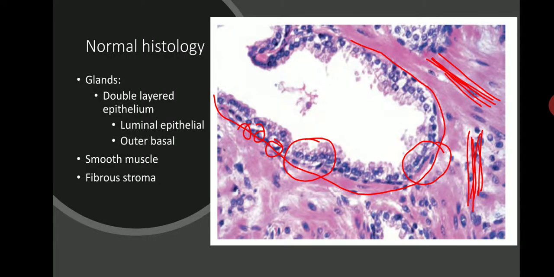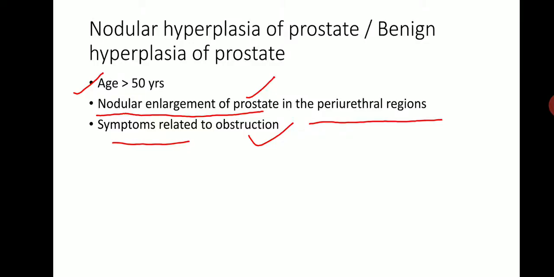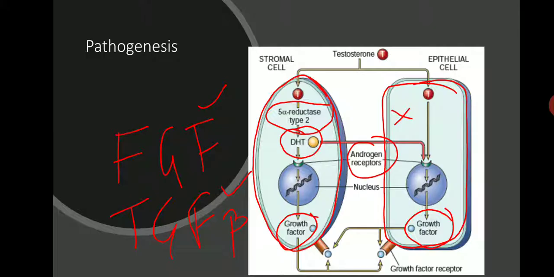Normal prostate has got glands and smooth muscle and fibrostroma, and the glands have a double layer of inner epithelial and outer basal cells. Benign hyperplasia of prostate is not a tumor, it's a hyperplasia where there is an increase in the number of stromal cells and decrease in death of the epithelial cells, leading to their abnormal accumulation. The most important hormone that plays a role is the testosterone, which releases fibroblastic growth factor and transforming growth factor beta, which acts as oncogenes.